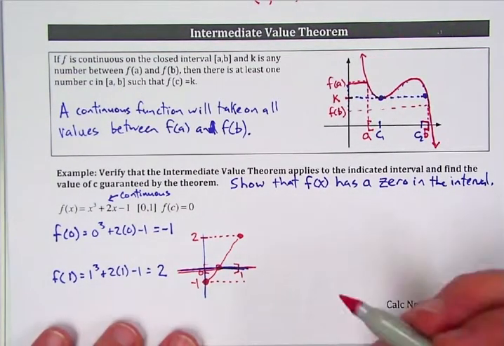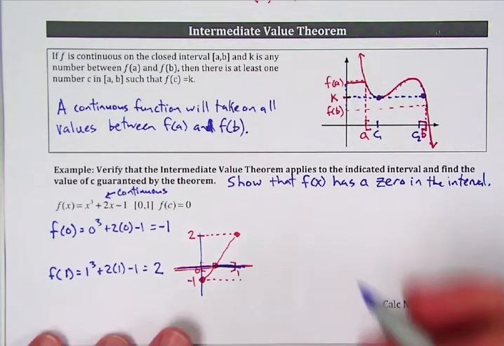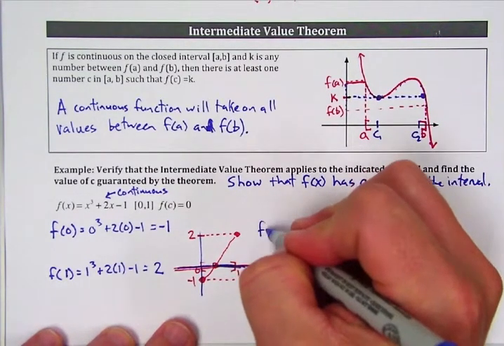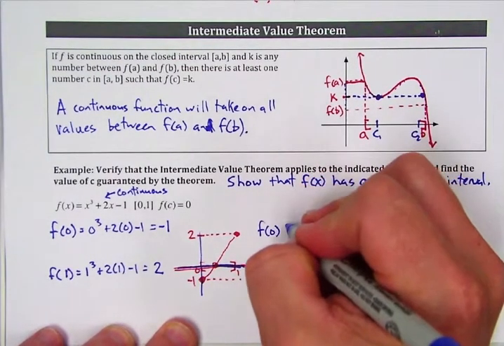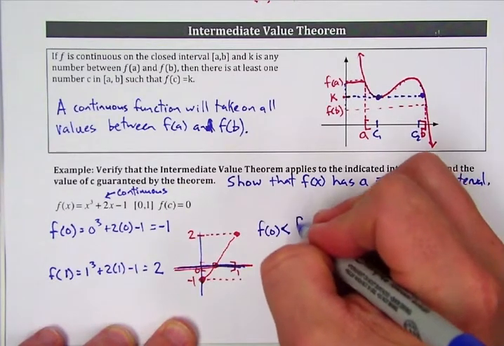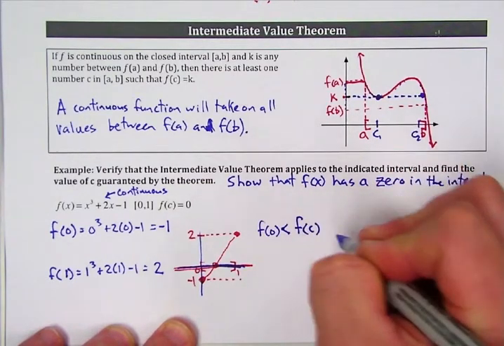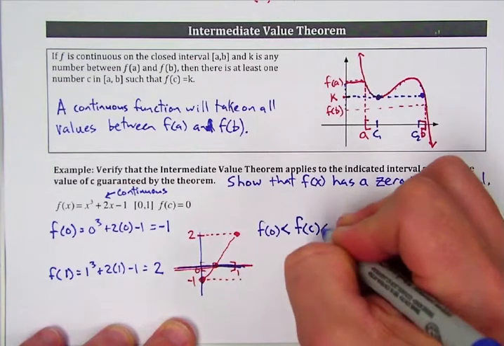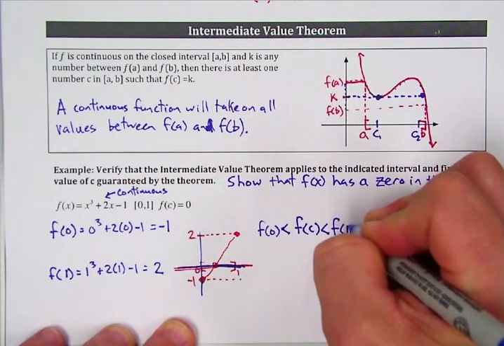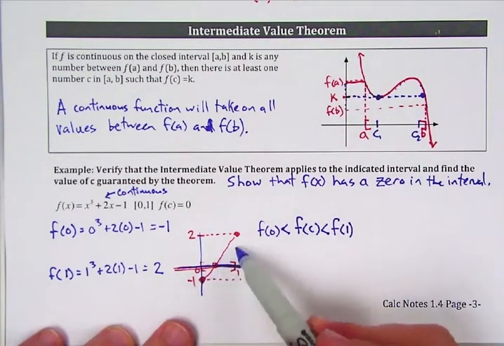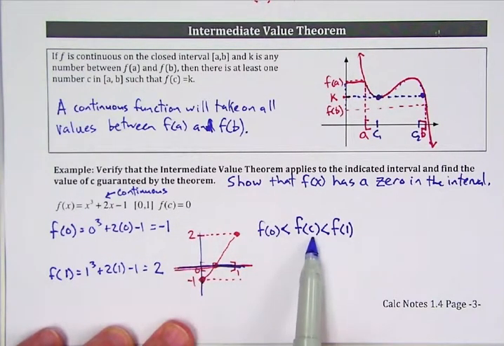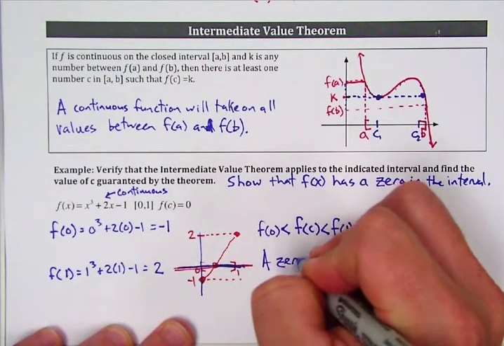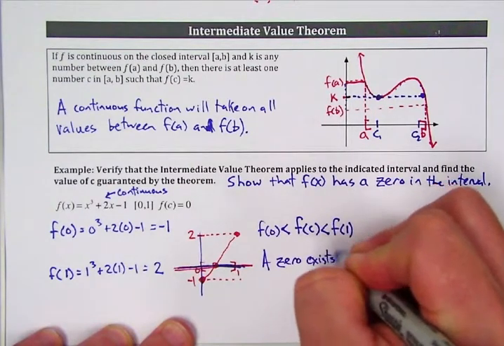So how are you going to write that mathematically? You're going to write f of 0, our left interval, is less than f of c, which is less than f of 1, which is our right interval. So our f of c equaling 0 has to exist on that interval. So we just write a 0 exists.